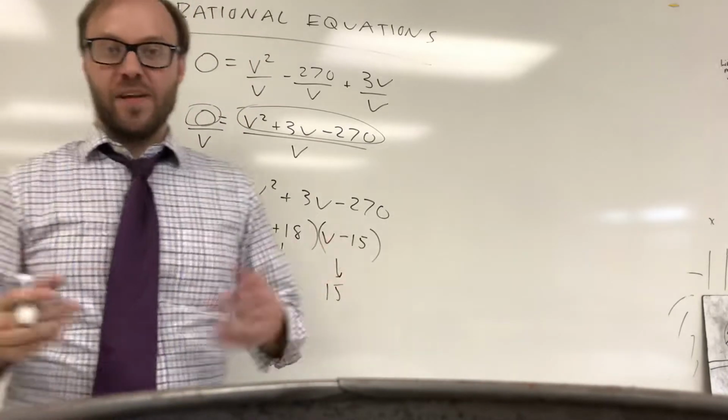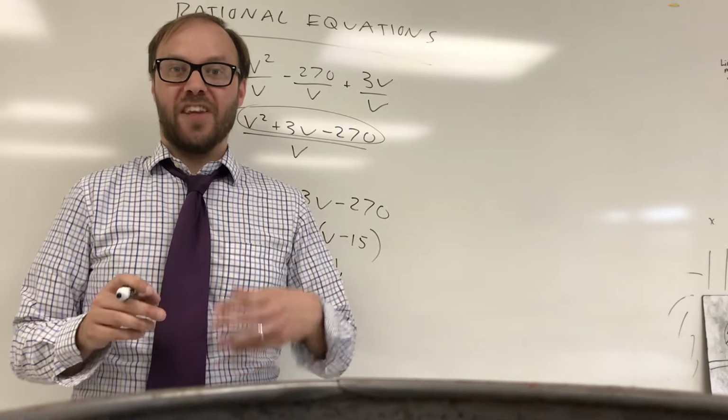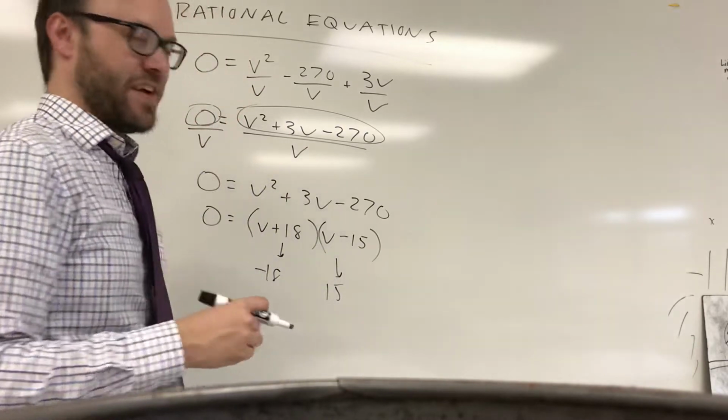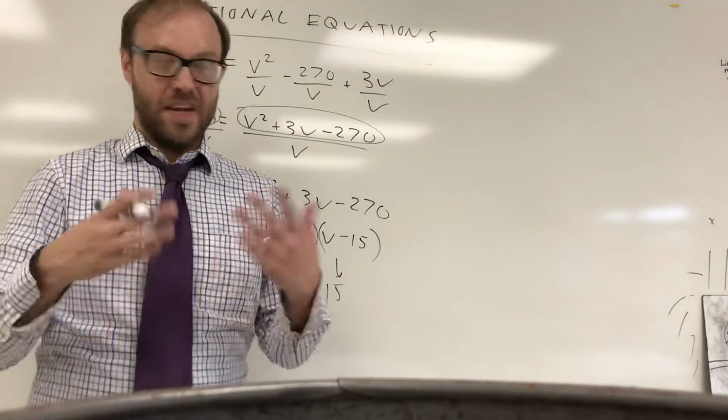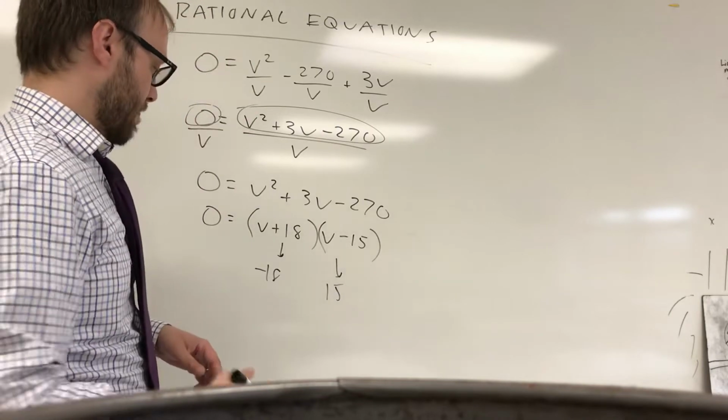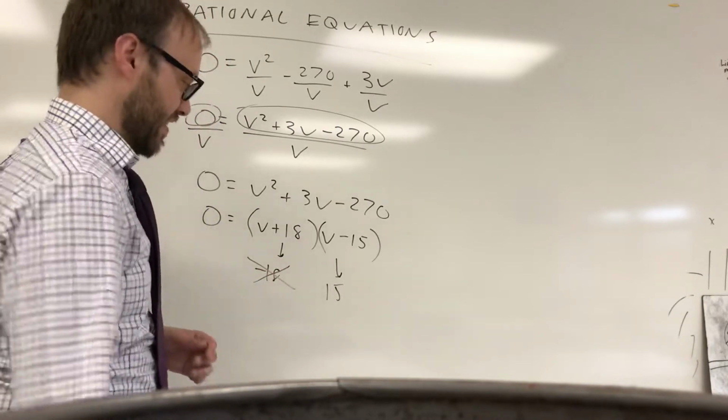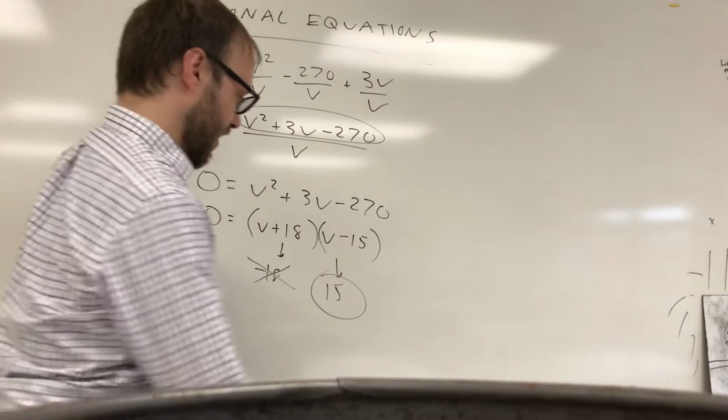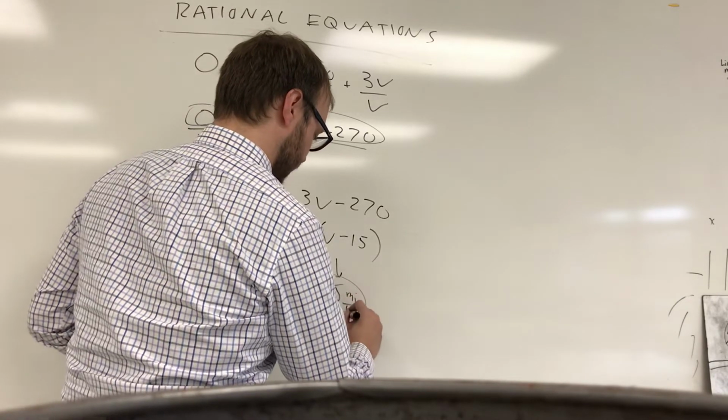I know I've taken down the original problem, but remember that we're looking for a velocity. I think we're looking for a speed, and speed would always be positive. So this negative answer won't make sense in this problem. 15 here is a velocity. That would be 15 miles per hour.